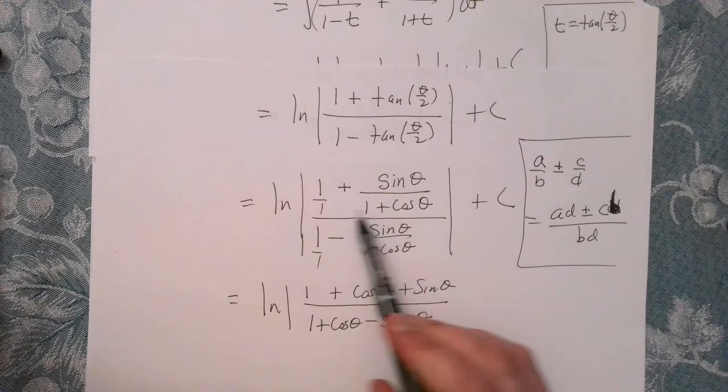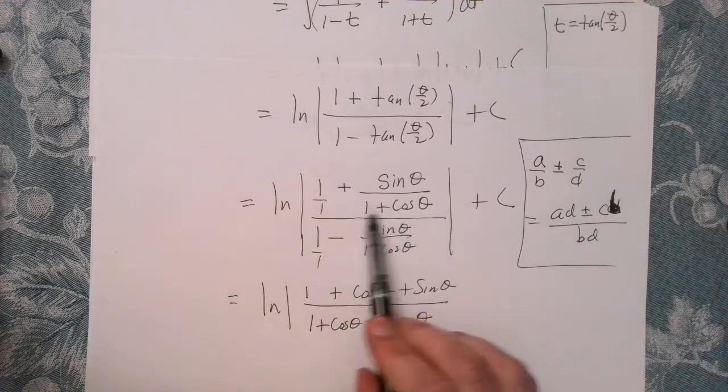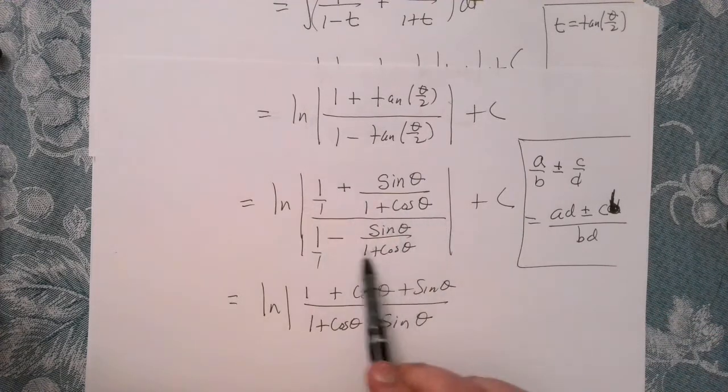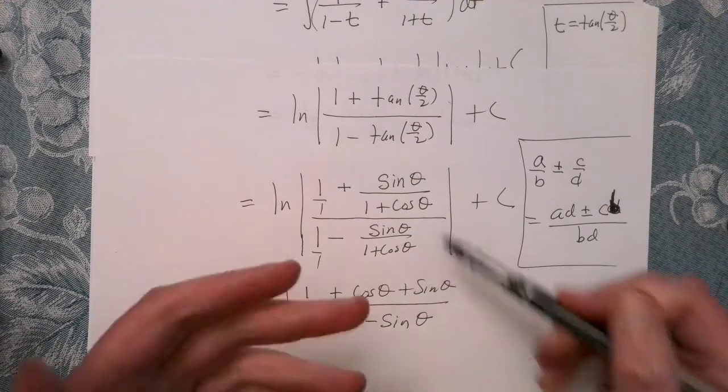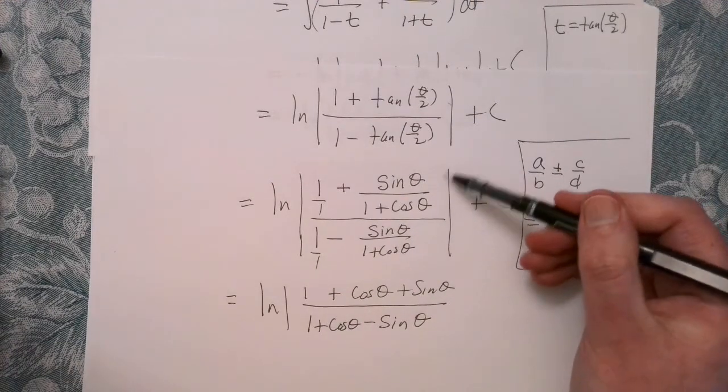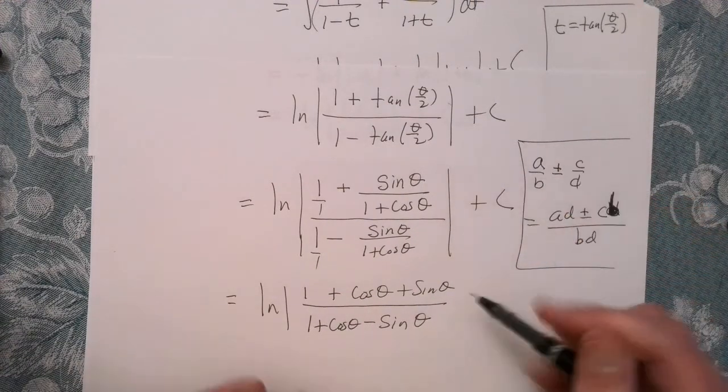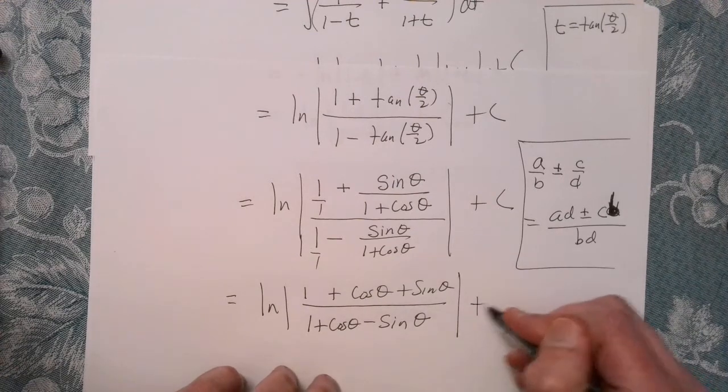They're both over the same thing, so that'll cancel, right? The 1 plus cosine will cancel from here and cancel from here. If you didn't like that, feel free to multiply the top and the bottom by 1 plus cosine of theta. That's fine as well. It's the same thing.